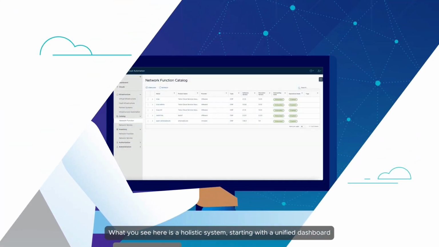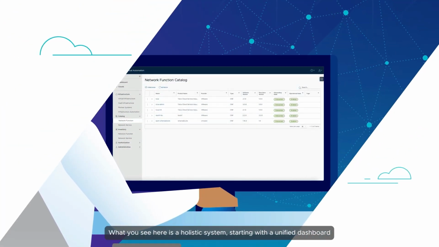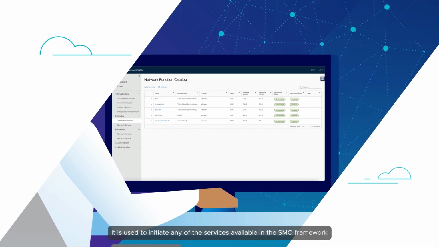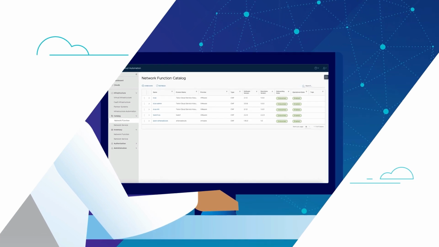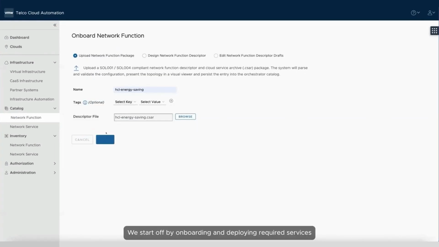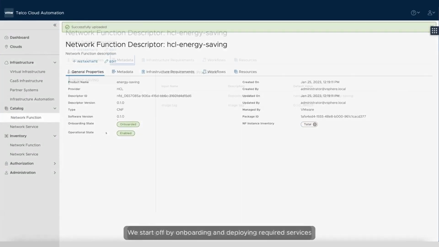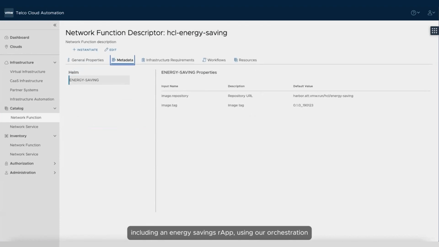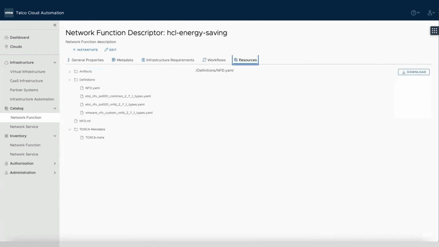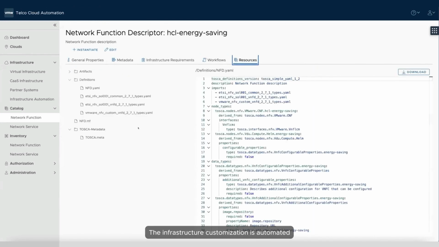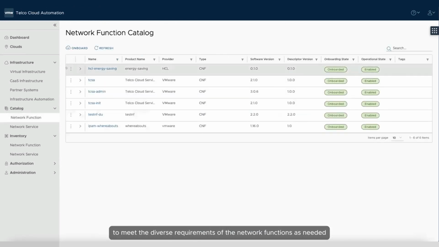What you see here is a holistic system starting with a unified dashboard. It is used to initiate any of the services available in the SMO framework. We start off by onboarding and deploying required services, including an Energy Savings rApp, using our orchestration and automation engine onto the RIC platform. The infrastructure customization is automated to meet the diverse requirements of the network functions as needed.